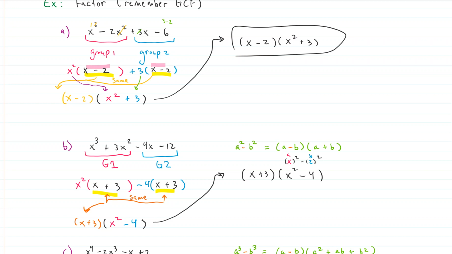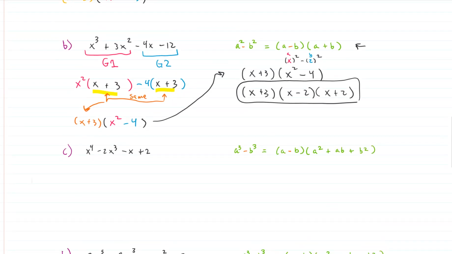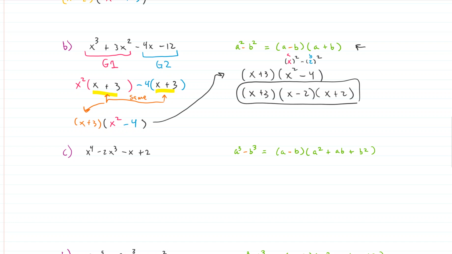So let's factor the last thing. So the x plus 3 comes down. Nothing changes there, but x squared minus 4, we need to factor that. And I have the formula, by the way, here in green. It turns into a minus b, a plus b. So x minus 2 times x plus 2. And now we're done. Done, done, done. Let's do C. See how this goes.